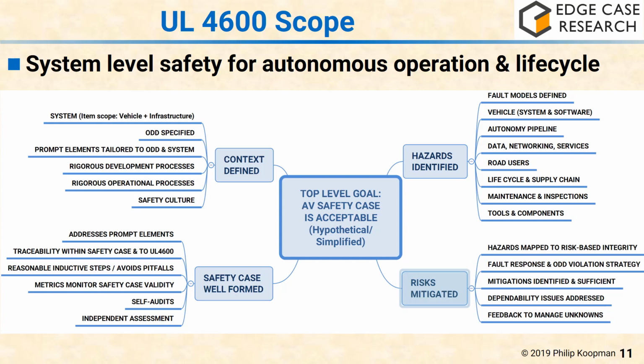Going to the top right, you have to identify hazards from all sorts of things across the life cycle, not just obstacles on the road, but things like what if there's a maintenance and inspection problem. Then at the bottom right, you have to mitigate the risks that are caused by those hazards and by system integration, things like this. And that includes feedback to manage unknowns. And then bottom left, that all ends up being incorporated in a safety case. And there's some things you have to do to make sure the safety case is well-formed and valid, and that includes things like metrics and audits and independent assessment.